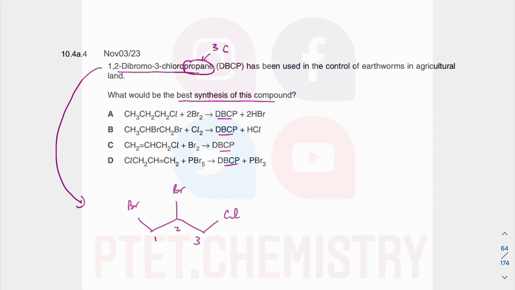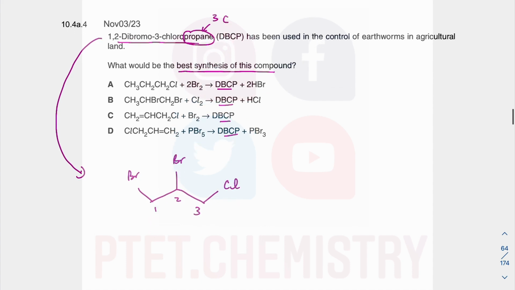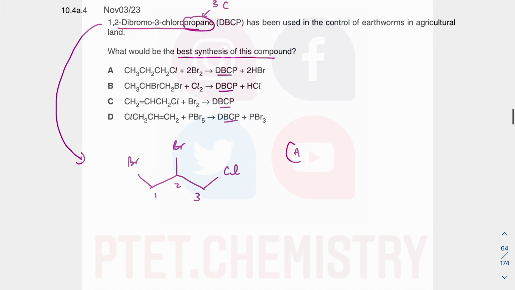What is the best synthesis for this compound? If you look at A, this is the target, this is what you want. If you look at compound A, you will have CH3, CH2, CH2, Cl, and then plus Br. Well, I hope you can see that this is not a carbon-carbon double bond, because the CH2 carbon would form 4 bonds. A is not good. If this is a double bond, then yes, alright?